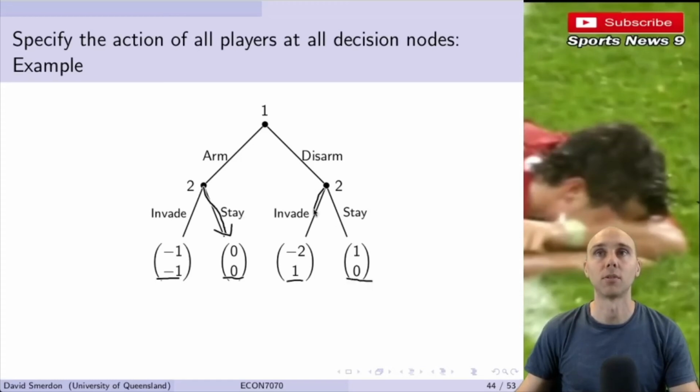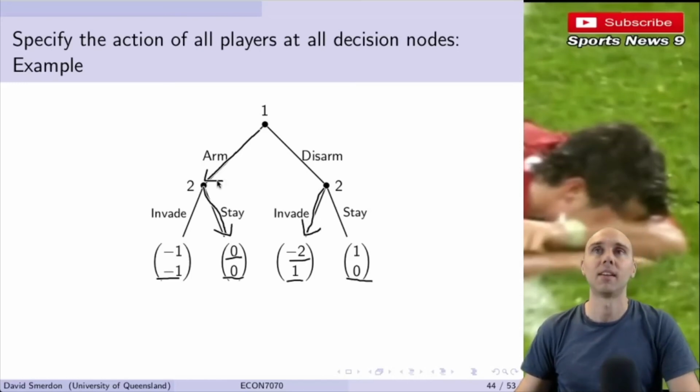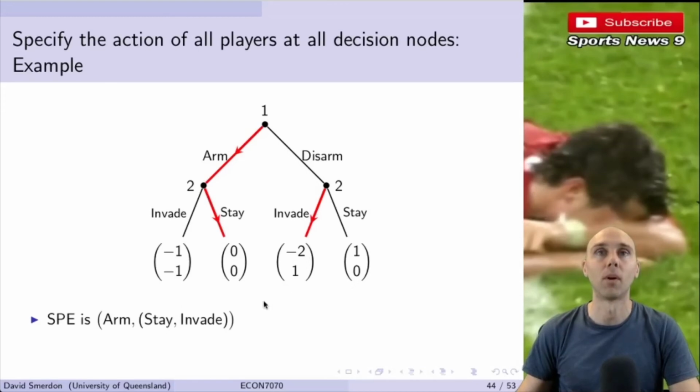So player 2 invades. Player 1 now chooses between arm or disarm and is considering a choice between 0 and -2. Player 1 chooses to arm. So player 1 spends money on weaponry even though he doesn't actually use it. And that's the one subgame perfect equilibrium. Player 1 does arm. Player 2 chooses stay if arm and invade if disarm.